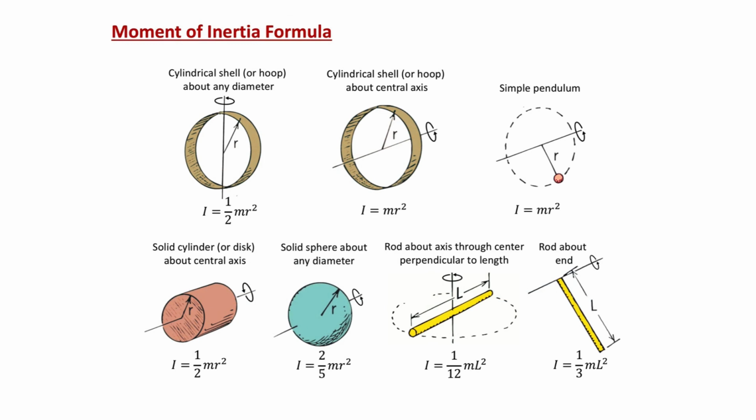And for different objects, we have different formula. Depends on what geometry the object has. So, for example, a cylinder, it is 1 over 2 mr squared. And for a single mass, like a pendulum, it is mr squared. So depends on the geometry of the object, we need to use the correct formula to find the moment of inertia.